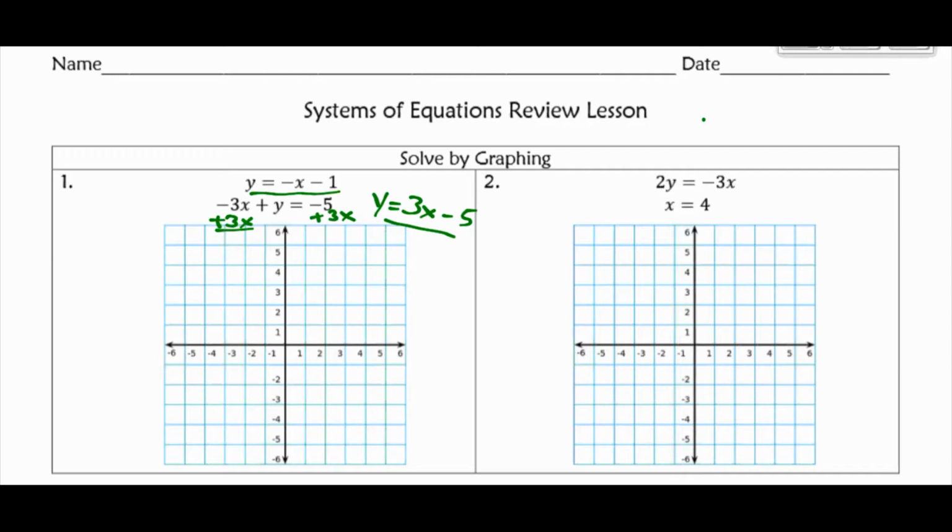If you need to, you can use the calculator to help you graph those two. Once you get them into slope-intercept, the calculator will graph them, and if you know how to use it, it will find the intersection for you. I'm going to graph these both by hand because they'll actually both fit on the graph.